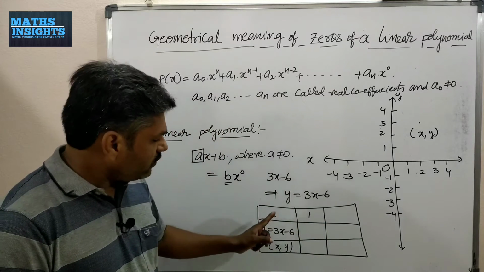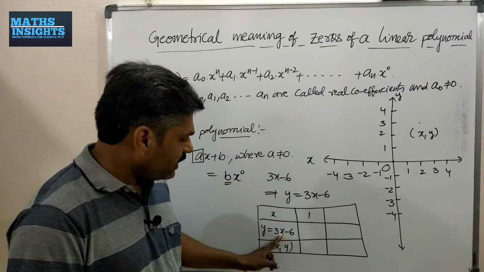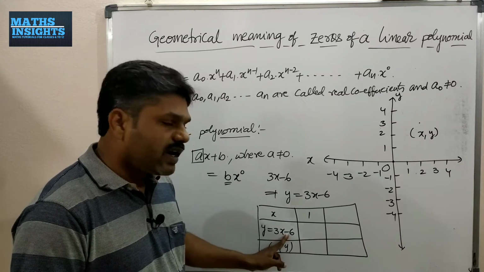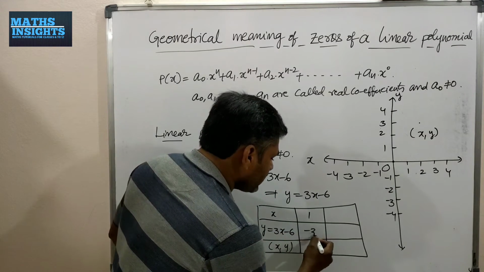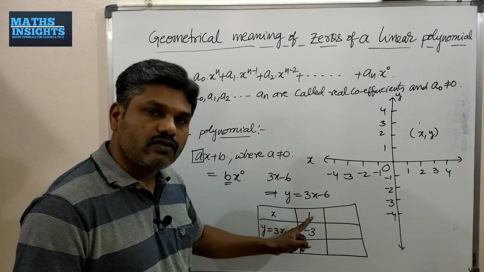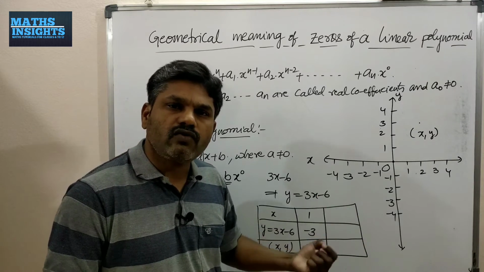Suppose I take x equals 1, and if you substitute x equals 1, 3 into 1, 3 minus 6 is minus 3. Therefore I am writing the value of y when I am assuming x equals 1. Similarly, you may assume whatever value for x.